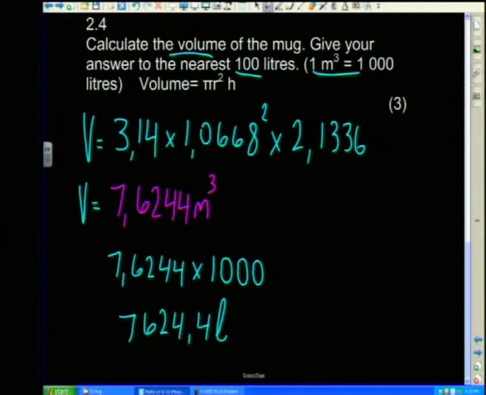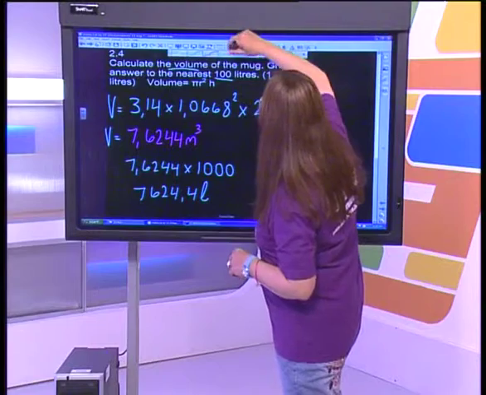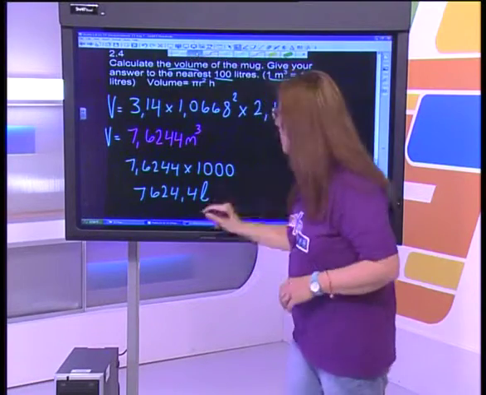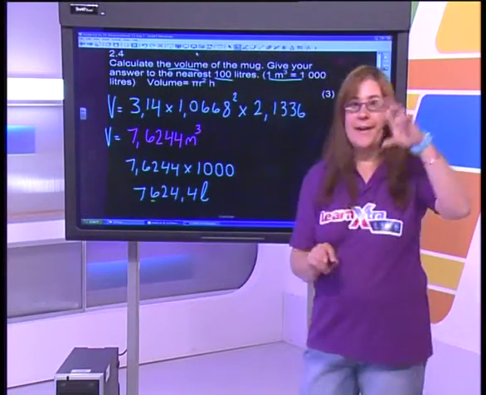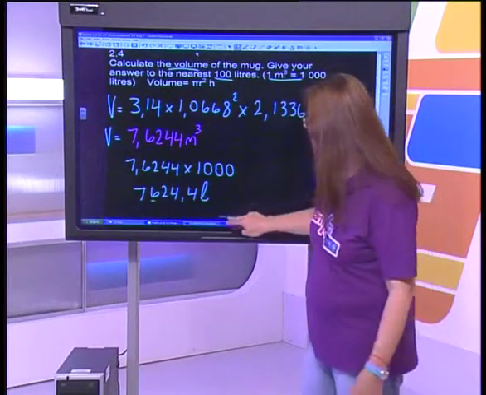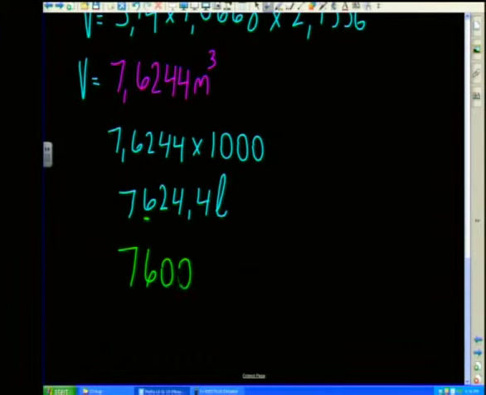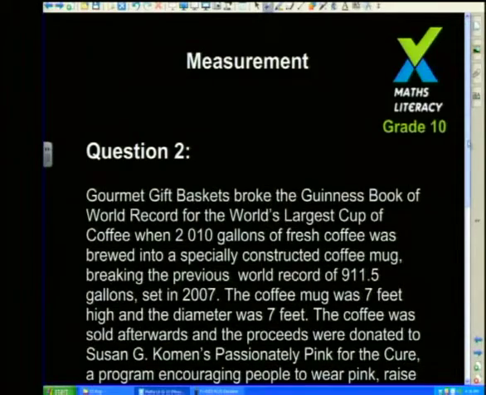And then it asked me to calculate to the nearest 100 liters. So when we're looking to simplify to 100, we're going to underline our 100 and look at the number next to it. Well, it doesn't change. So we've got 7,600 liters of coffee that they made. And that's one great world record.